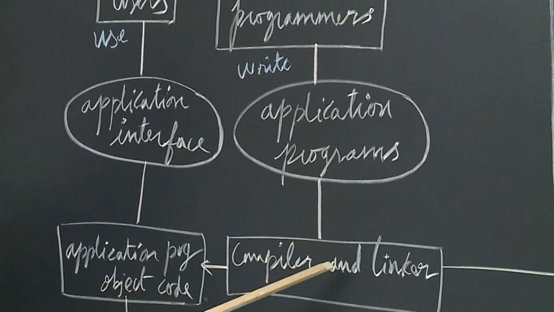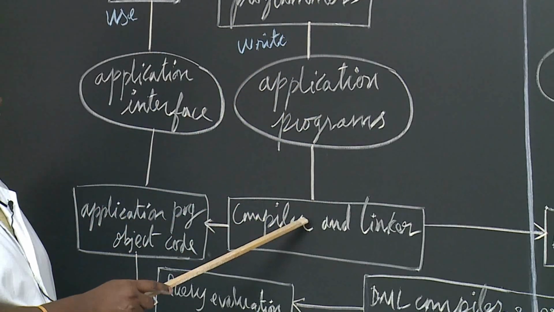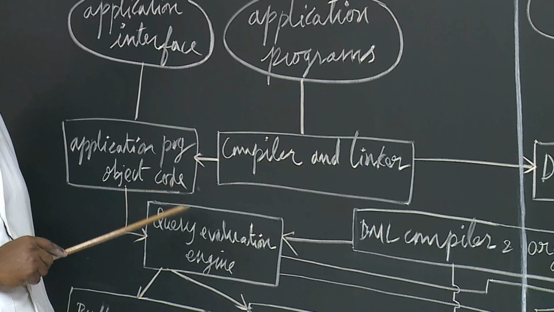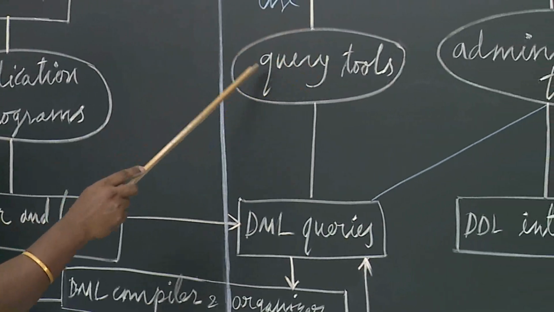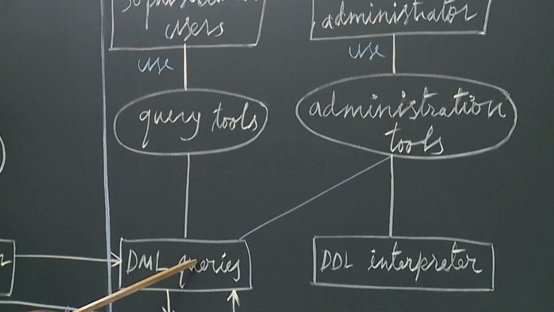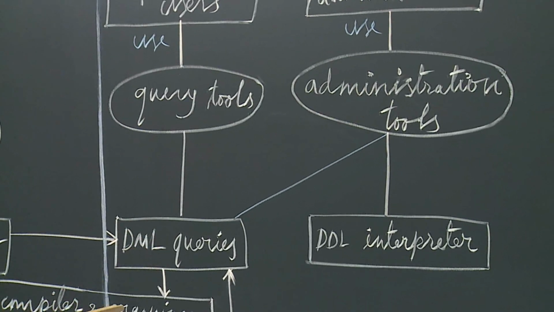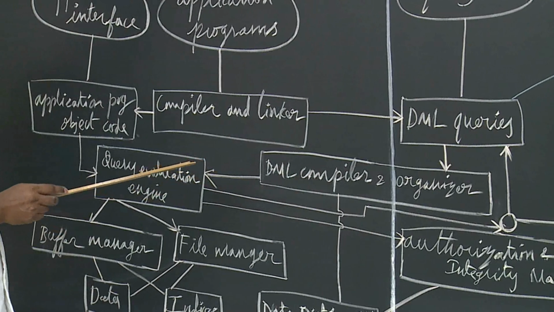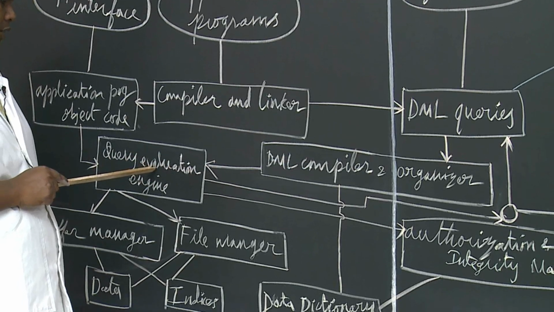Then the next level, compiler and linker. Whatever program the programmer has written must be compiled and linked with the help of this application object code, then passed to the query evaluation. The same way, the next user, query tools. While using the query tools, those users' data are extracted and passed as DML queries. So that query is passed to the DML compiler and organizer. This organizer is going to pass it in order to evaluate the code of those queries. It is passing again to the query evaluation engine.